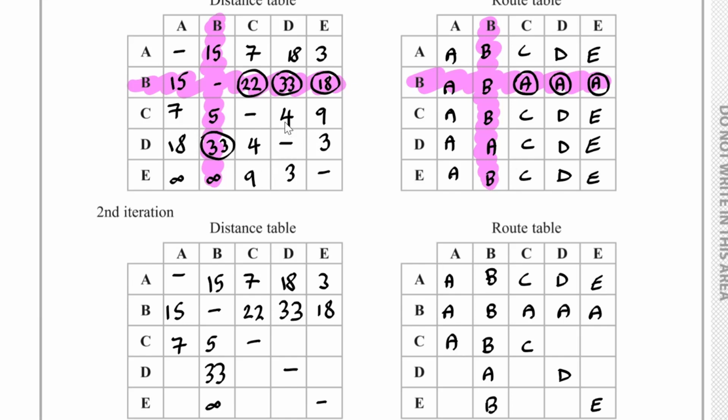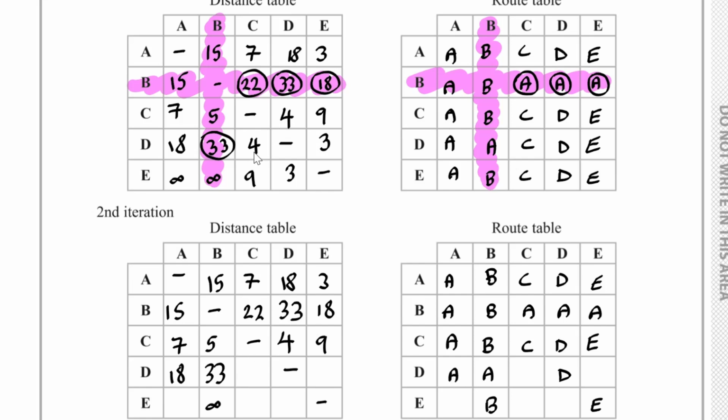We now compare the 4 with 5 plus 33. 4 is definitely smaller. Again, we make no adjustments. And then we look at the 9, we compare that with 5 plus 18. 9 is smaller. We make no changes. Now, we compare the 18 with 15 plus 33. The 18 is smaller. We make no adjustments.